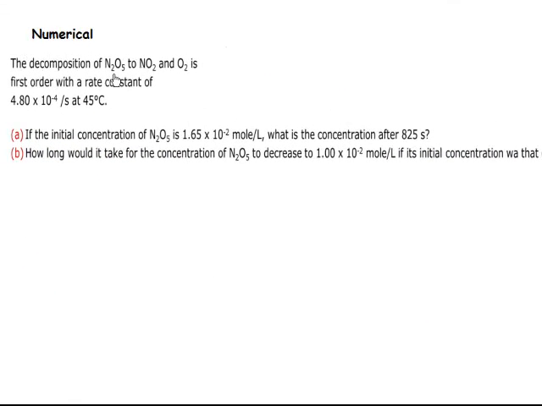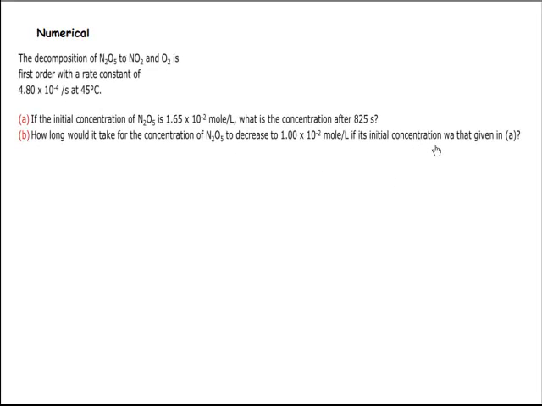The decomposition of N2O5 to NO2 and O2 is a first order reaction with a rate constant of 4.80 into 10 to the power minus 4 second inverse at 45 degrees Celsius. The initial concentration of N2O5 is 1.65 into 10 to the power minus 2 moles per liter or moles per dm cube. What is the concentration after 825 seconds? How long would it take for the concentration of N2O5 to decrease to 1 into 10 raised to minus 2 moles per liter if its initial concentration was that given in A?